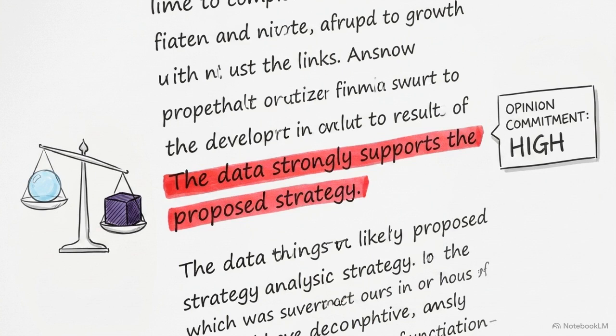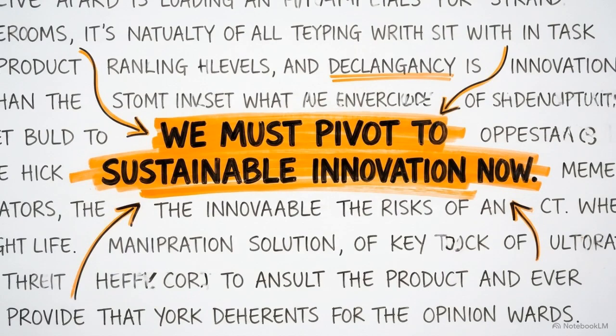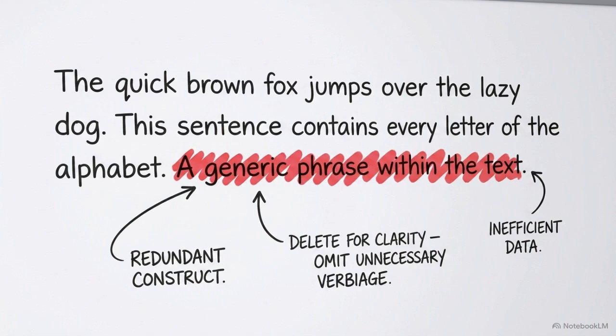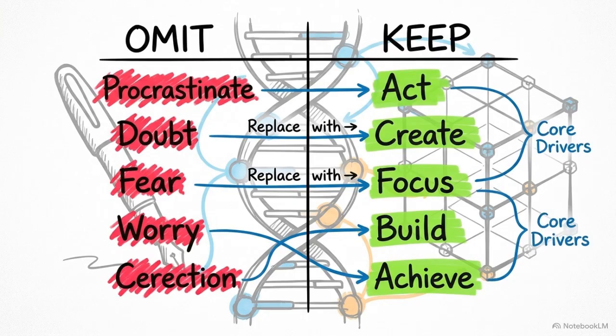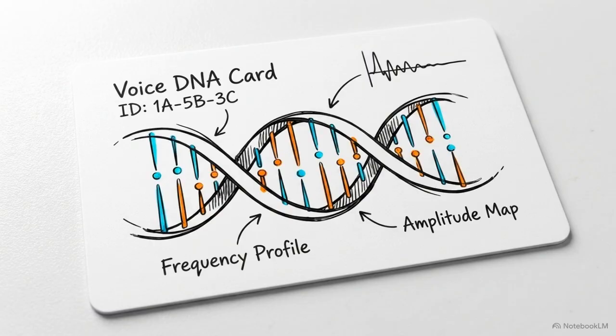We also extract the precise opinion weight. The AI pinpoints where the author remains objective and where they commit to a hard stance. Mapping what the author simply never says, specific words or cliched tones, is as important as mapping what they do say. The final output is a voice DNA card.